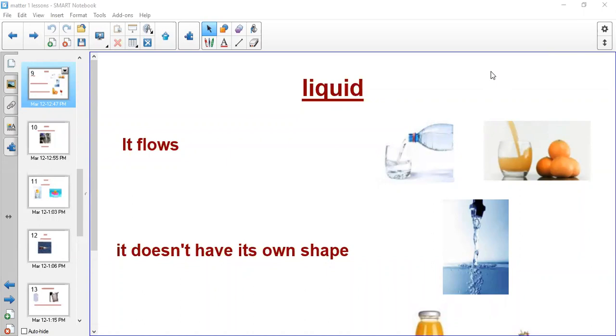Today we will start with the first lesson in term 4. It's called What are liquids?